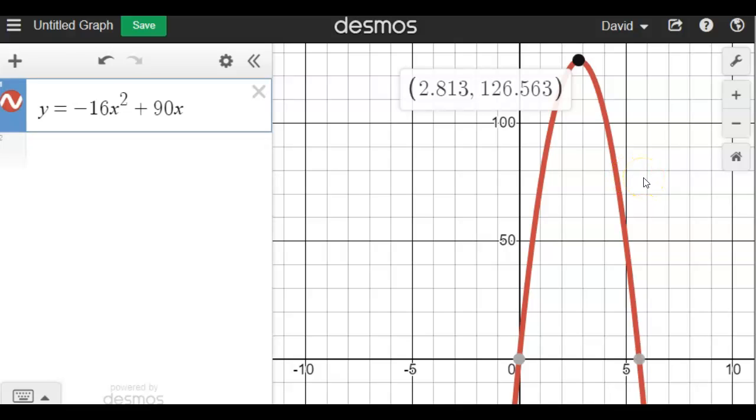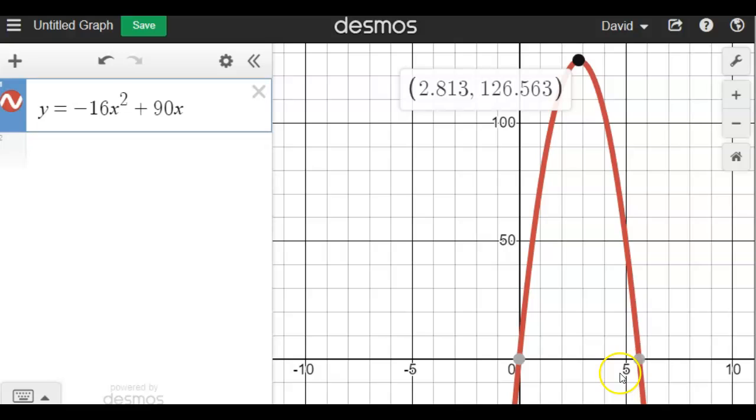But go ahead and what you could do is notice that we can find the vertex just by clicking on that point. It will give you that maximum, and notice that it's confirmed by the algebraic method we used, is that at 2.81 seconds the soccer ball's height is 126.56 feet.